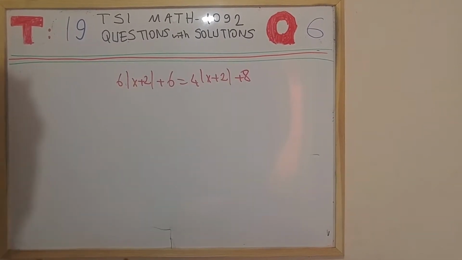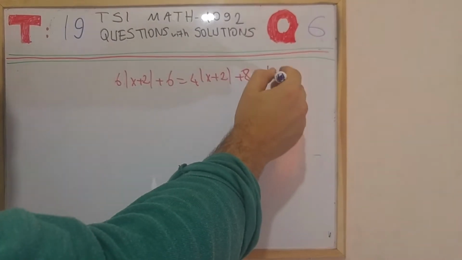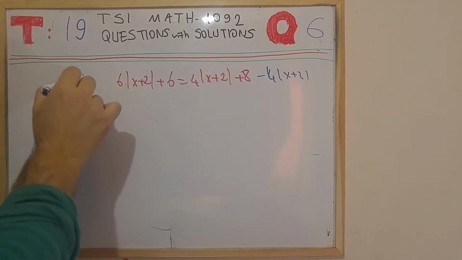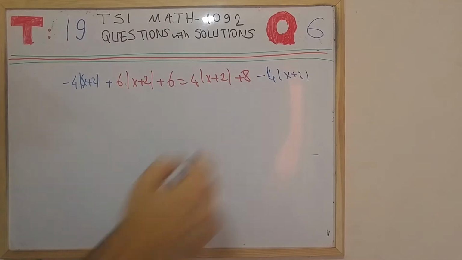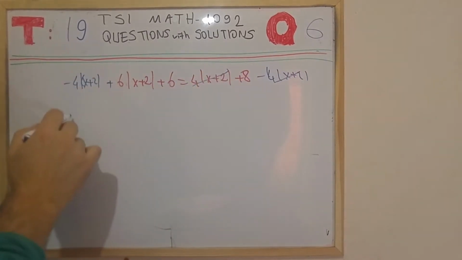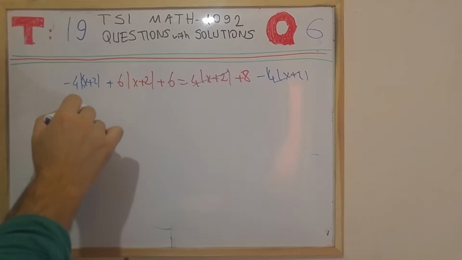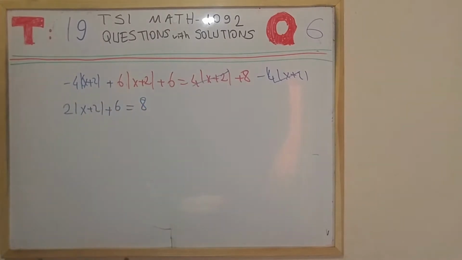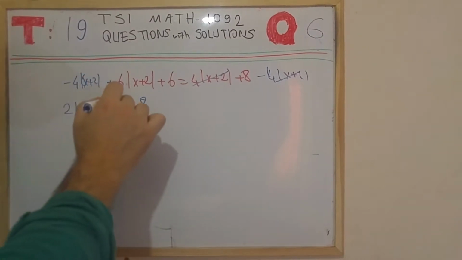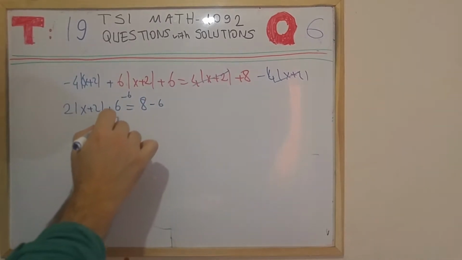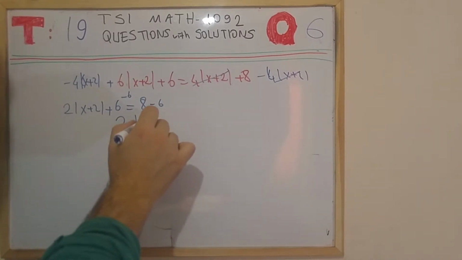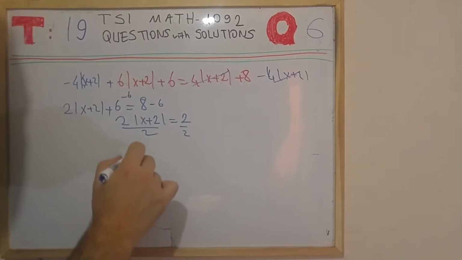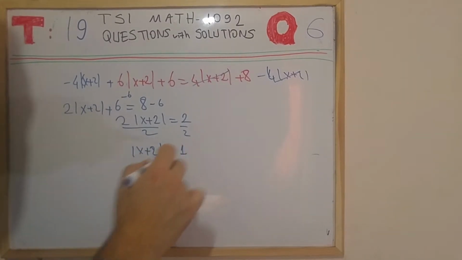When I subtract 4 absolute value of x plus 2 from each side, this would mean actually 6 minus 4, I would have 2 times absolute value of x plus 2 plus 6 is equal to 8. Now let's subtract 6 from each side. So what I have is 2 times absolute value of x plus 2 is equal to 2. Dividing each side by 2, what I have is absolute value of x plus 2 is equal to 1.